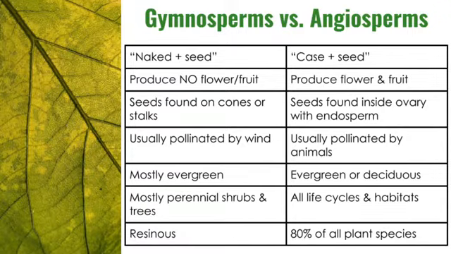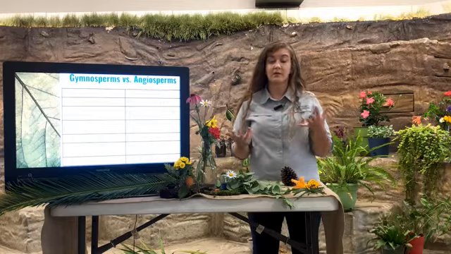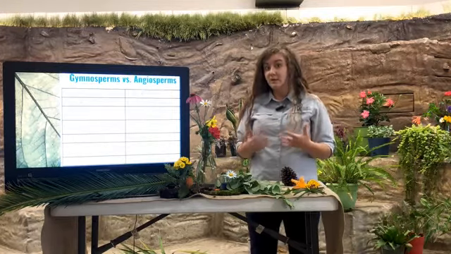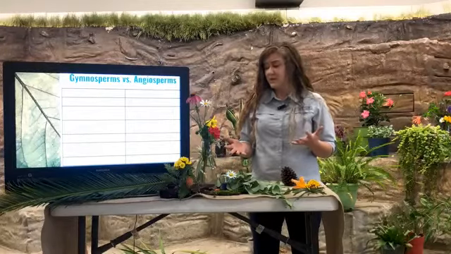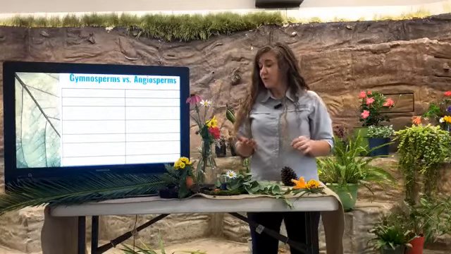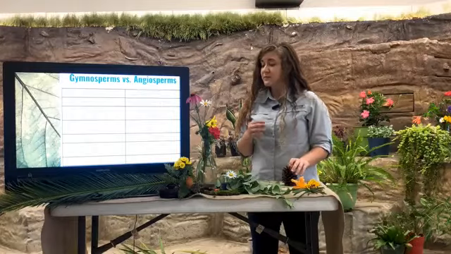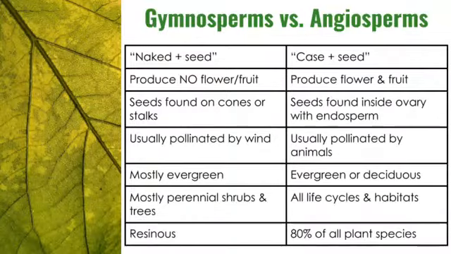We've talked about pollinators a lot. You hear about pollinators all the time, and they are very important. But they're all going to go to the flowering plants, the angiosperms. So your gymnosperms are going to be mostly evergreen, but that's not all evergreens, because your angiosperms can be evergreens or they can be deciduous, which just means that they lose their leaves.